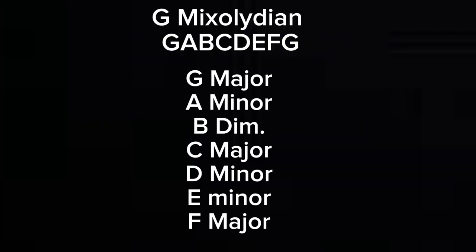All right, the chords for this are one chord G major, two chord A minor, three chord is B diminished, fourth chord C major, fifth chord D minor, sixth chord E minor, and then the seventh chord F major. All right, so everything is shifted. The 5 chord is no longer a major chord.